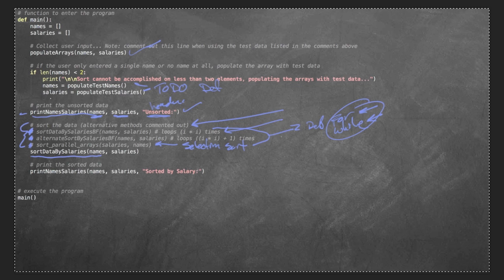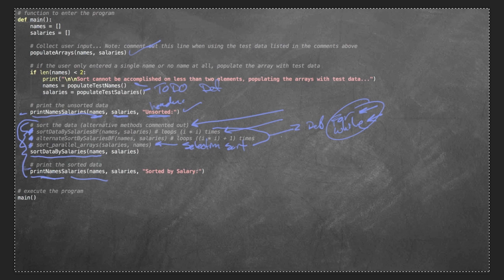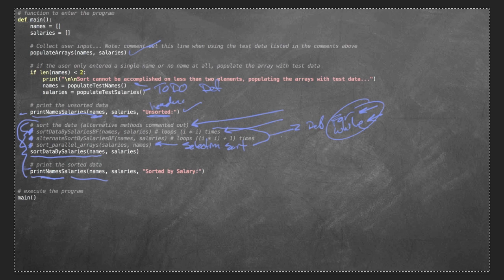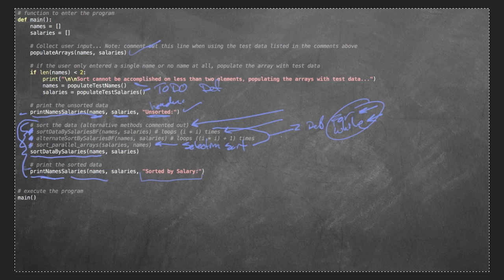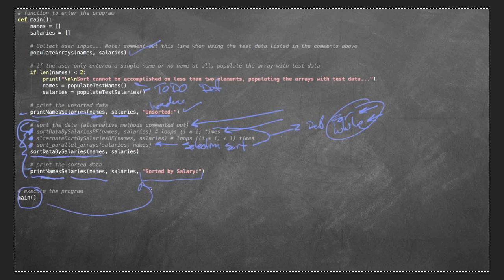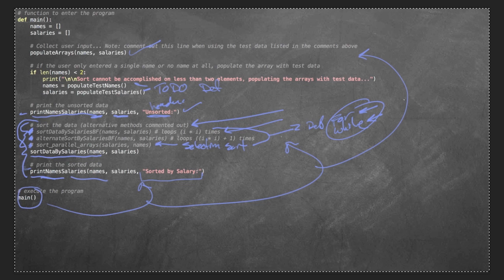And then finally, though, after I've accomplished the actual processing, then what I want to do is once again print the names array and the salaries array so that we can see that they were sorted, but this time I'm going to change the heading text. And then it'll be done. Of course, this little line of code right here executes all of this stuff over here, right? All of the main. Hopefully that's making sense.